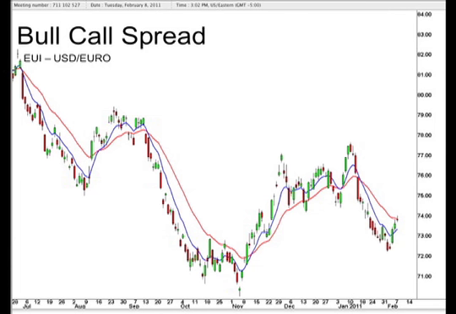So we can use the identification of key support and resistance levels to help establish appropriate strike prices to buy, and then ultimately where we can sell some, in this case, call options off, so that we can leverage that move to the upside and really sell calls that are in all likelihood going to expire anyway. So let's walk through that selection.